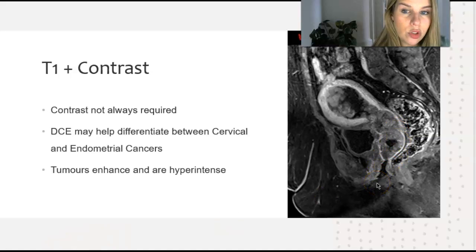So we sometimes will use the dynamic contrast enhanced technique as well, as I said, to help differentiate between cervical and endometrial cancers. So looking at the uptake and looking at the washout of the contrast, or sometimes we won't use contrast at all, very dependent on the local protocols. Okay, so that is cervical cancer on MRI. You can see this mass here. And we'll move on to breast cancer on MRI.